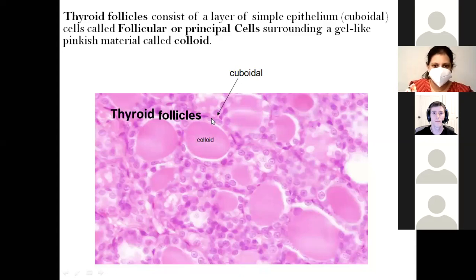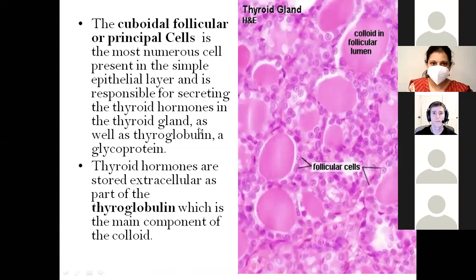These cells are cuboidal cells, follicular cells, and in the center you can see colloid material present. The cuboidal follicular or principal cells are the most numerous cells present in the simple epithelium layer. The cuboidal cells are responsible for secreting the thyroid hormones, as well as thyroglobulin, which is a glycoprotein present inside the colloid material. Thyroid hormones are stored extracellularly as part of thyroglobulin, which is the main component of the colloid.